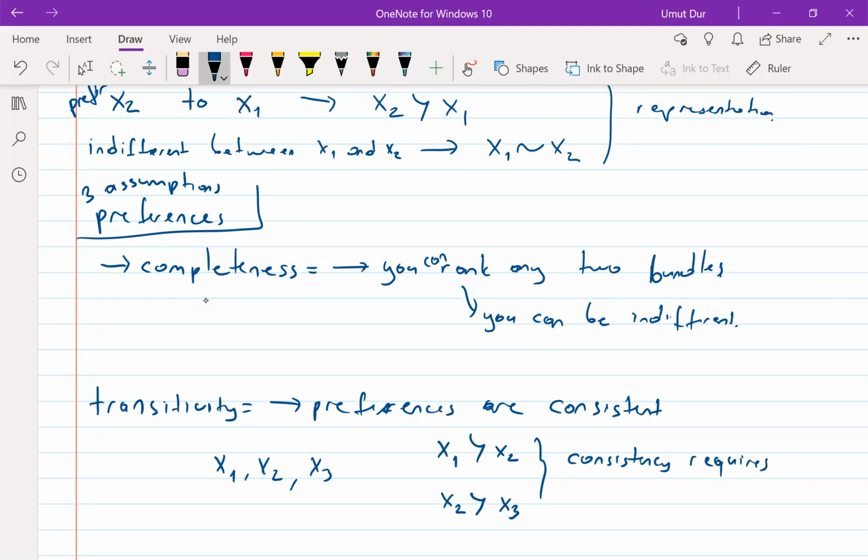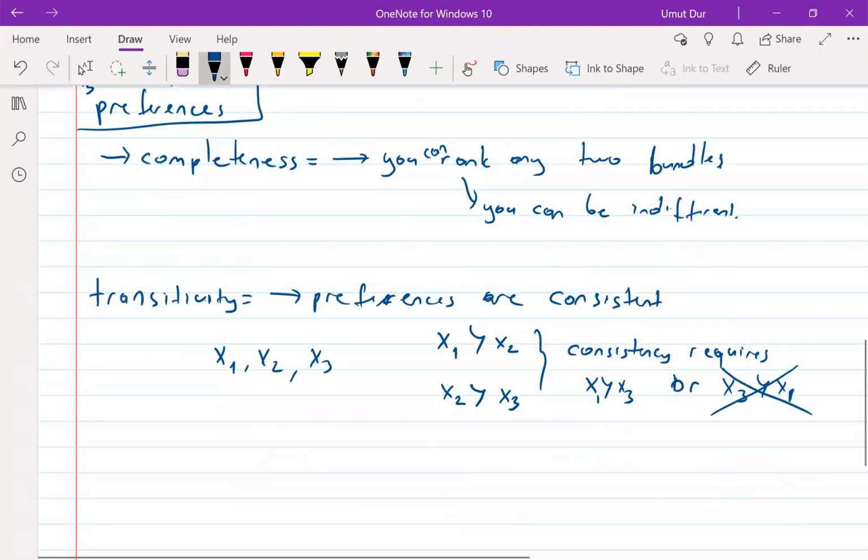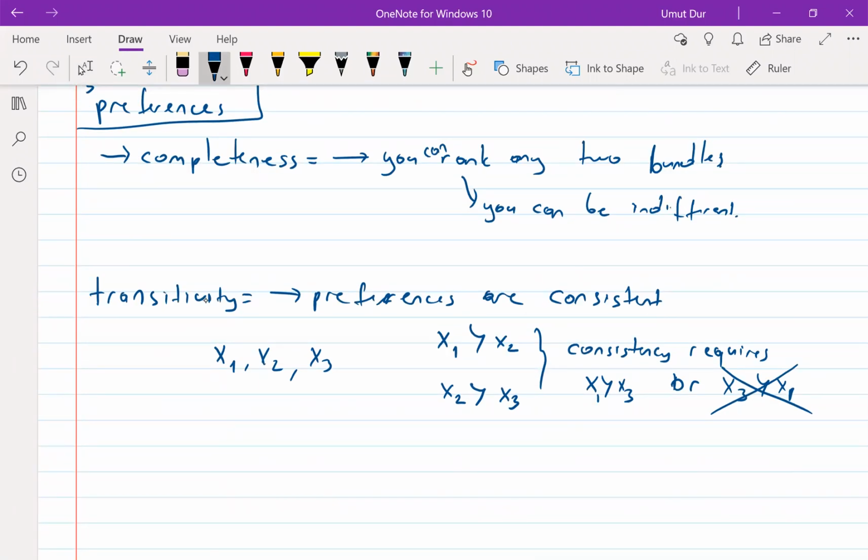So what would be the consistent preference relation here? Do you expect x1 is preferred to x3 or x3 is preferred to x1? Yes, x1 is preferred to x3 will be the consistent one. Basically the transitivity is saying that if you have these two relations between three goods, then the relation between x1 and x3 should be in a consistent way.